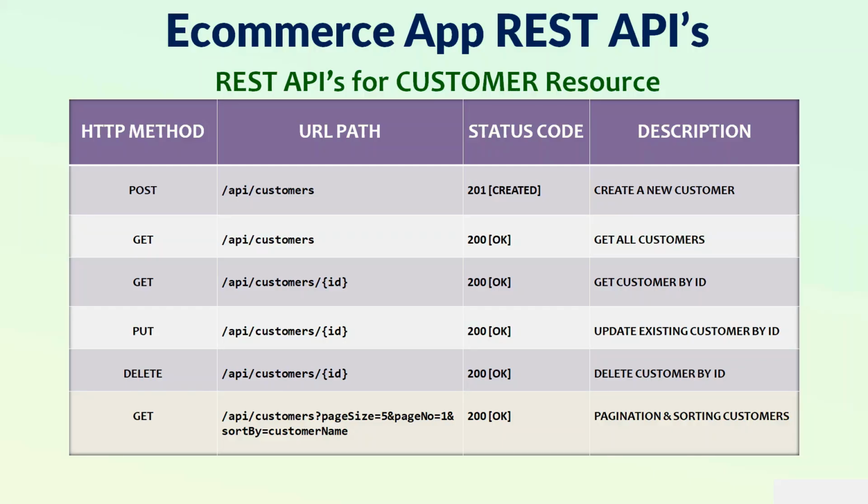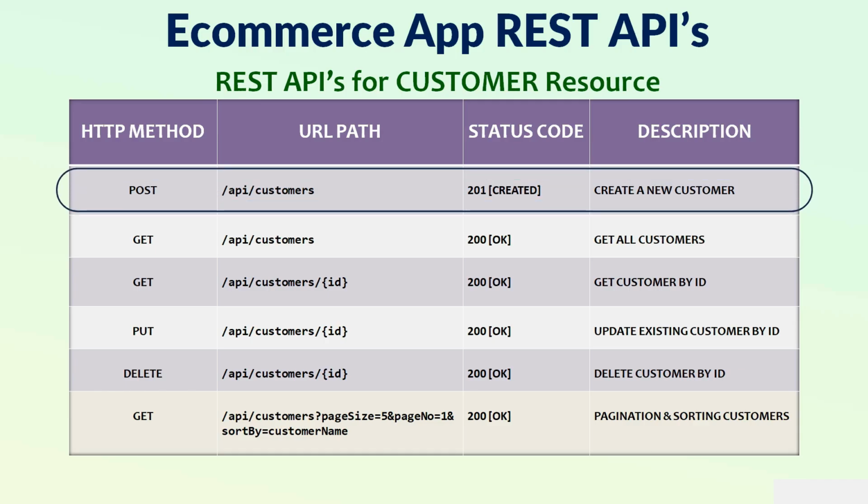Hi, welcome back. This is the customer resource design. Here, this is the create new customer REST API. It will handle the HTTP POST method and the URL is /api/customers. And its status code is 201 Created. Now let's implement the create customer REST API.